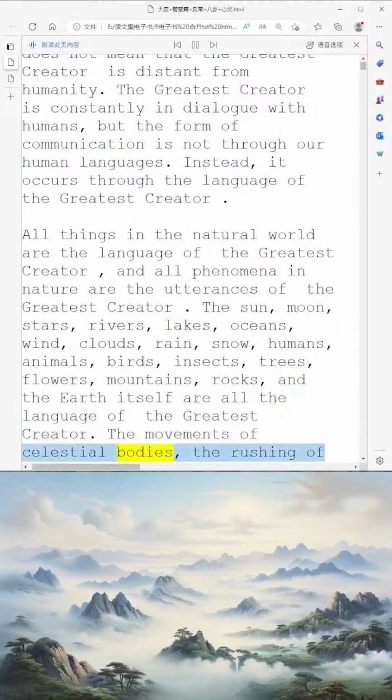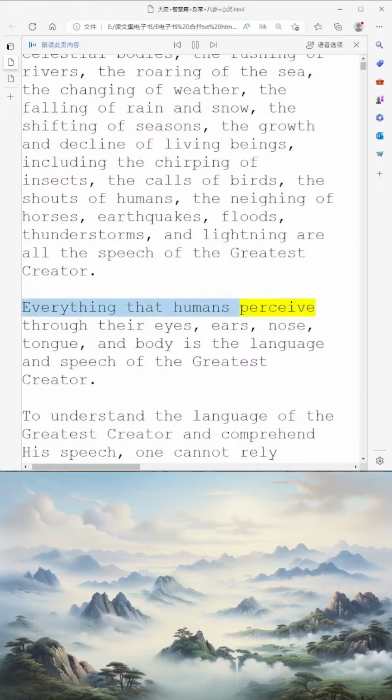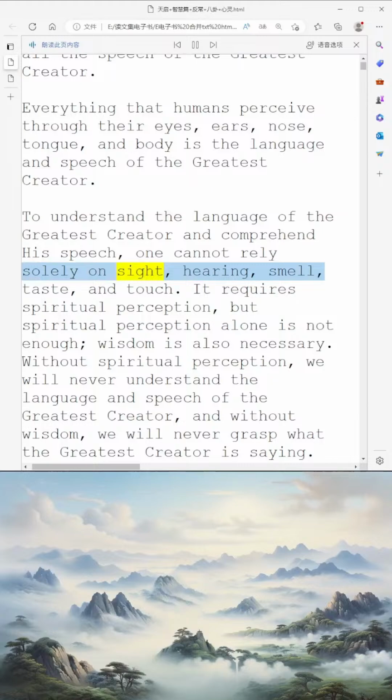The movements of celestial bodies, the rushing of rivers, the roaring of the sea, the changing of weather, the falling of rain and snow, the shifting of seasons, the growth and decline of living beings, including the chirping of insects, the calls of birds, the shouts of humans, the neighing of horses, earthquakes, floods, thunderstorms, and lightning are all the speech of the greatest creator. Everything that humans perceive through their eyes, ears, nose, tongue, and body is the language and speech of the greatest creator.